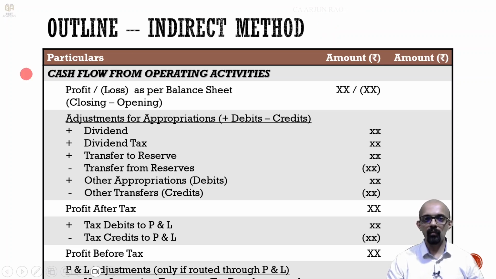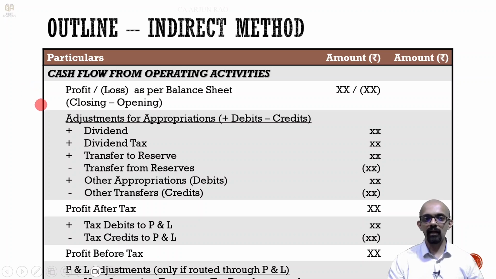So, cash flow from operating activities, this is where the change happens. We start with profit. Now, we can start with different profit values. We may start with profit as per the balance sheet. It is the difference between closing and opening balance of the P&L.